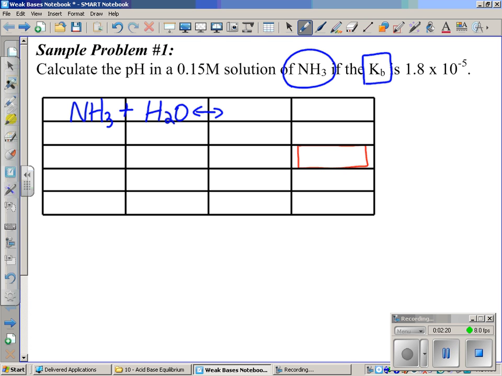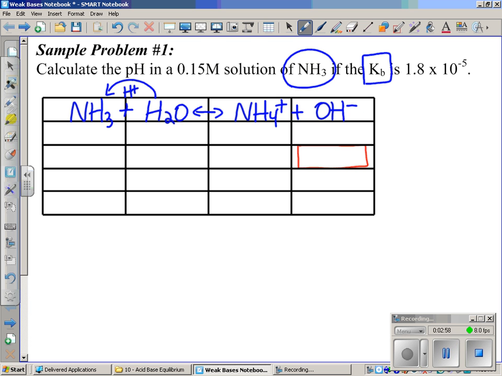Another definition of bases is that bases are things that accept H plus. So an H plus is going to come over from the H2O. If NH3 gets an H plus, it becomes NH4 plus. It had 3 hydrogens and a nitrogen. Now it has 4 and an extra charge. So it becomes NH4 plus. And then think about what's left over with H2O if you take away an H plus. Remember, water is essentially made of an H plus and an OH minus. So OH minus is left behind. And that's how all base problems will work.